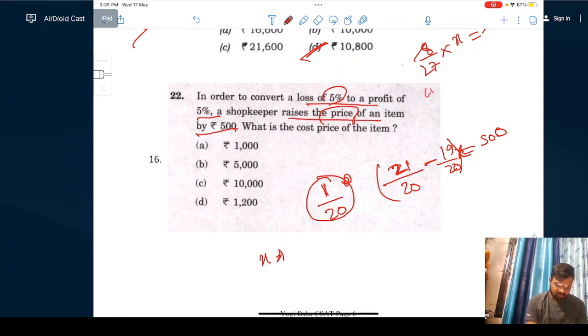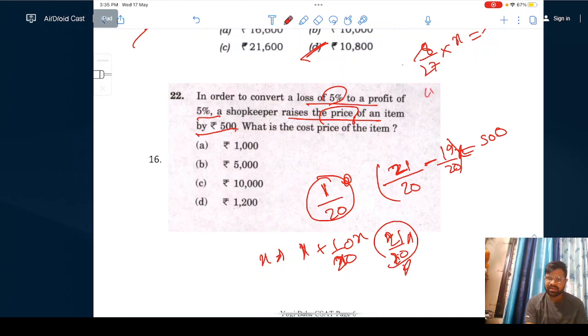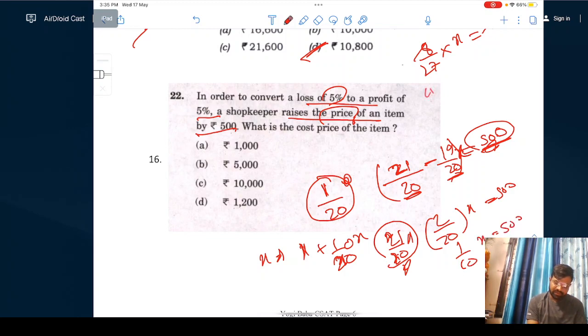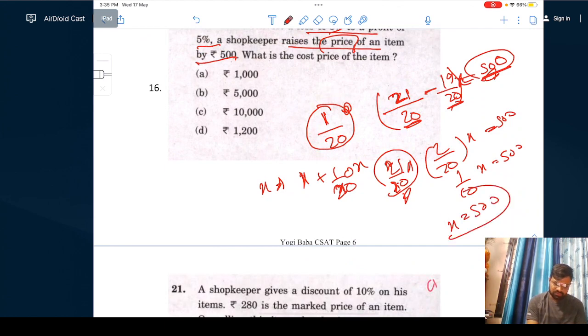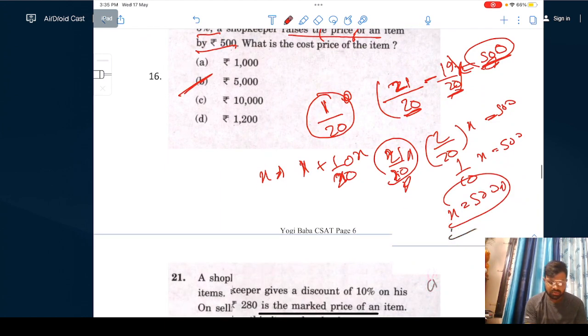SP after 5% gain will become X plus 1 by 20 X, so it will become 21 by 20 X. This will become the new SP, and the difference of SP is given as 500. For loss it is 19 by 20, for profit it is 21 by 20. So 2 by 20 of X is equal to 500. So 1 by 10 of X is equal to 500, so X is equal to 5,000. Easy question.